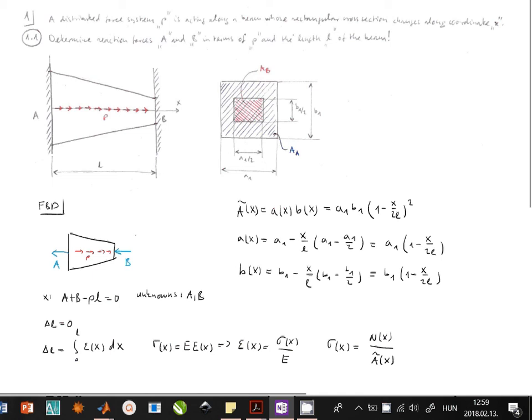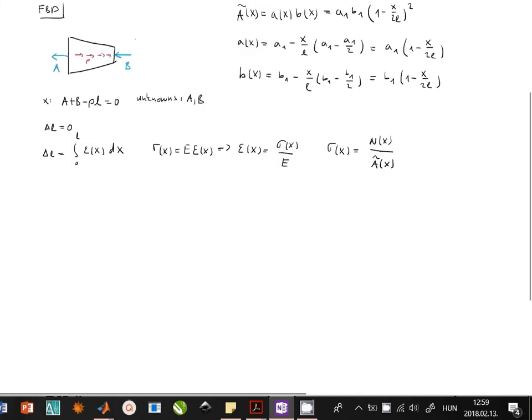Let's see how we can compute the normal force function. So let's draw the coordinate system in the free body diagram. And then we will use this sign rule to give the normal force function N of x. So N of x will be A minus P times x with this sign rule, so we go from the left.